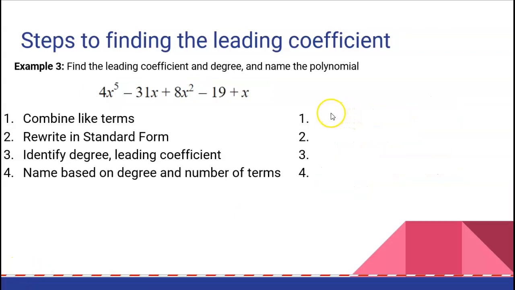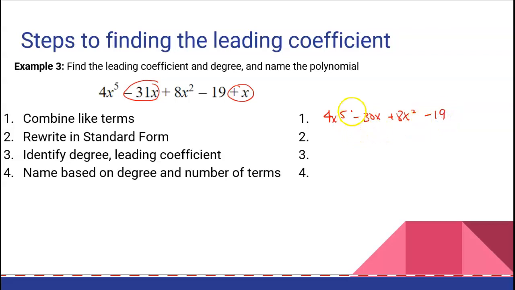And this time we were asked to find the leading coefficient of this polynomial, but we're also going to do all of our other steps. So we're going to look for like terms first. I see a positive x on the end here. That will match up very nicely with this negative 31x. None of my other terms are going to combine, so I'm going to have 4x to the 5th minus 30x plus 8x squared minus 19.